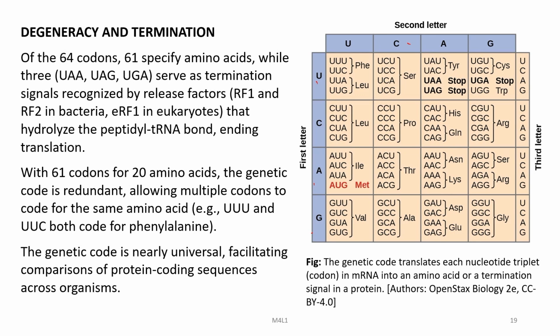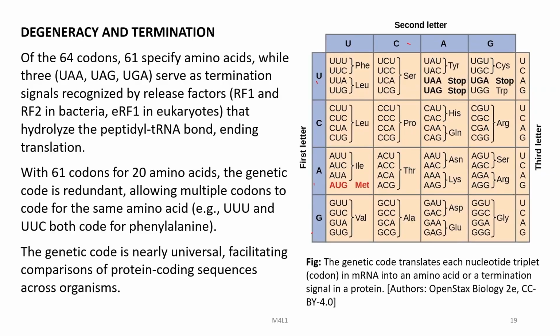These 3 stop codons serve as termination signals recognized by release factors RF1 and RF2 in bacteria and eRF1 in eukaryotes, which hydrolyze the peptidyl tRNA bond, ending the process of translation. The genetic code is nearly universal, facilitating comparison of protein coding sequences across organisms, but there are some variations between the prokaryotes and the eukaryotes in terms of amino acids.